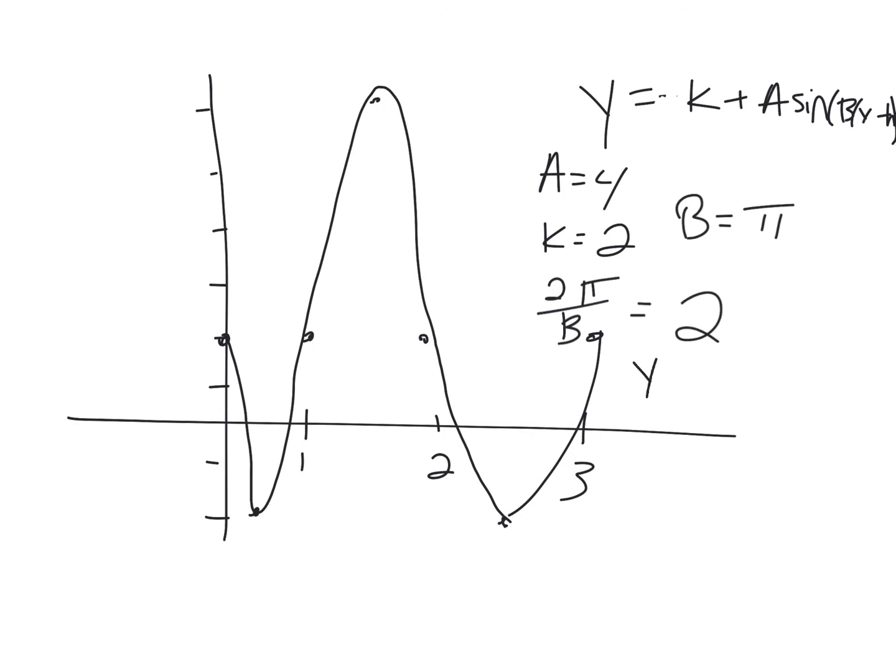So it'd be y equals 2 minus 4 sine of, since h is 0, I'm just going to go straight to it. B is pi, so pi x. And there is your solution for this one.